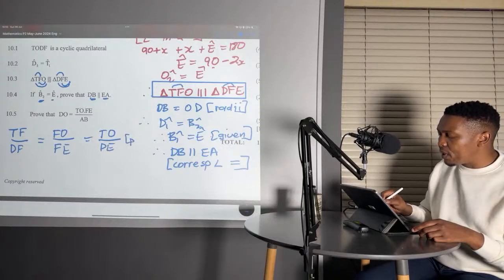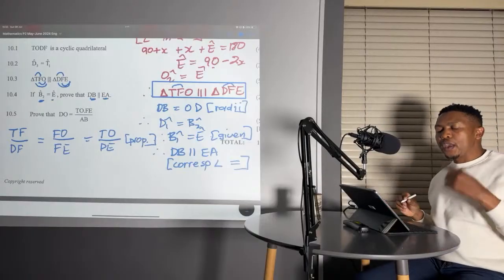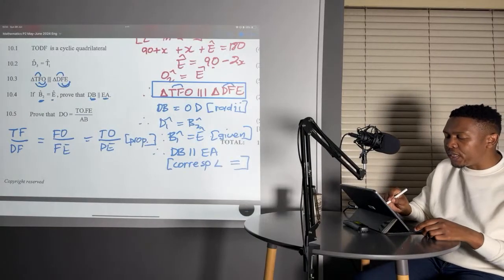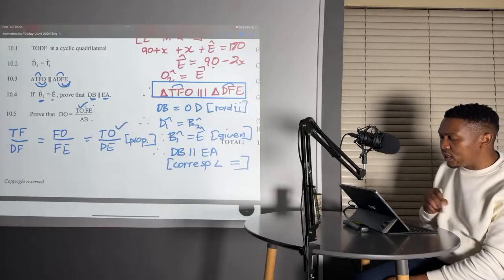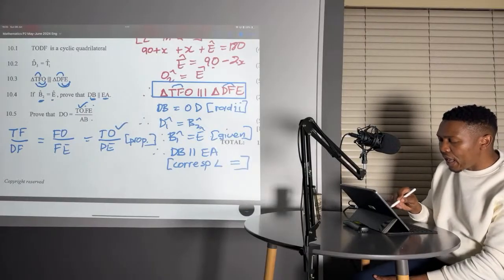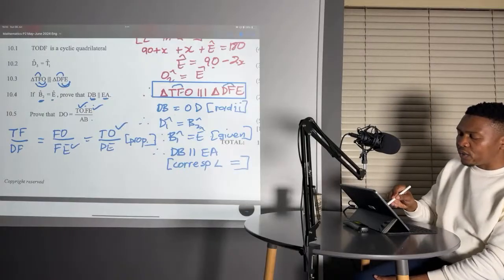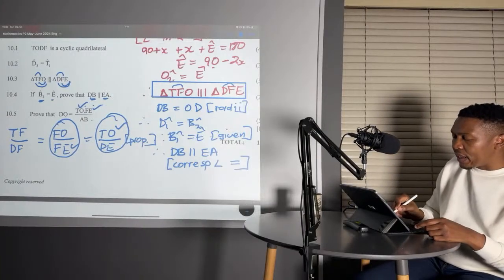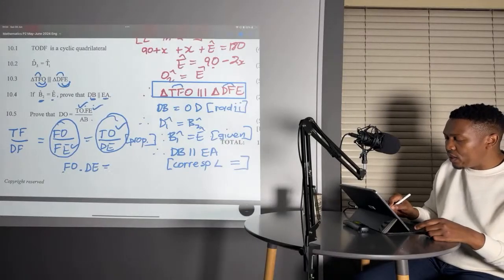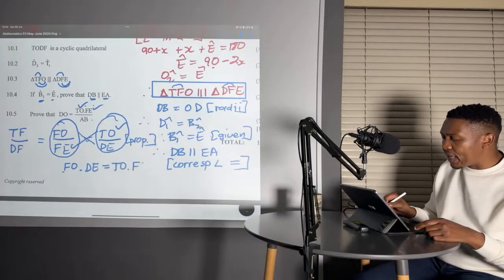Right, and why is that? Because of the proportionality theorem, right? So what did they ask me to prove? They asked me to prove DO equal to TO·FE over AB. Now already in my proportionality, I can see I've got TO over there. I also have FE over there. So I'm going to take those two ratios and cross multiply them. So that means that FO multiplied by DE is equal to TO multiplied by FE.